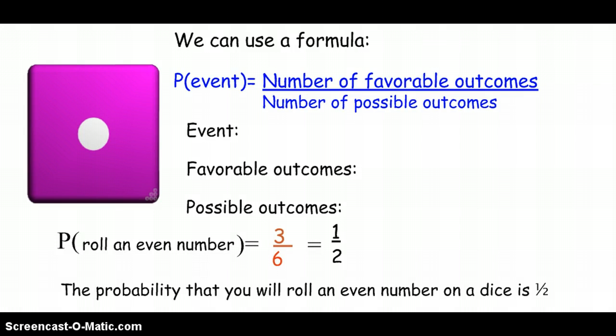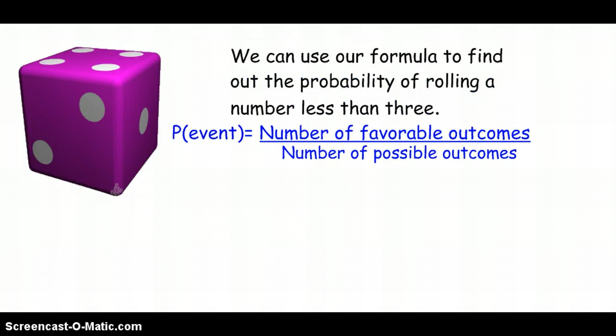Let's try another problem. We can use the same formula to find out the probability of rolling a number less than 3. So I've written the formula again for you. We have the probability of the event is equal to the number of favorable outcomes, which would be numbers less than 3, divided by the number of possible outcomes. So we're once again going to construct our formula using information that we know. So first of all, it's the probability of numbers less than 3. So we'll close that up.